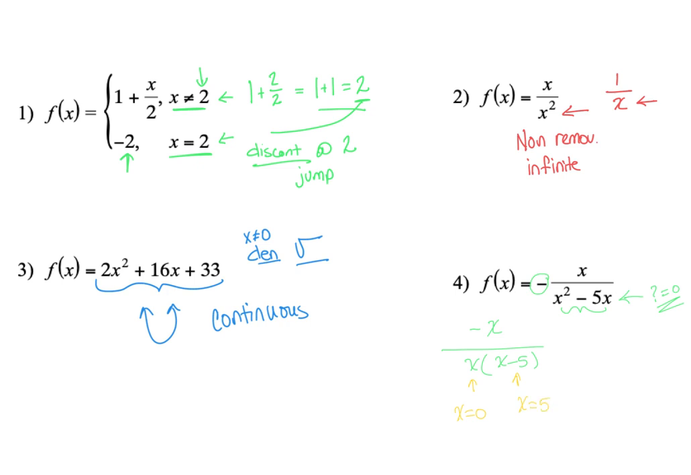However, one is removable. So this is removable. If it's removable, I could cancel it out. That is a point discontinuity. If it is non-removable, I cannot cancel it out. It is infinite. And those are the ways that you're going to find whether or not there's a discontinuity and what type it is.